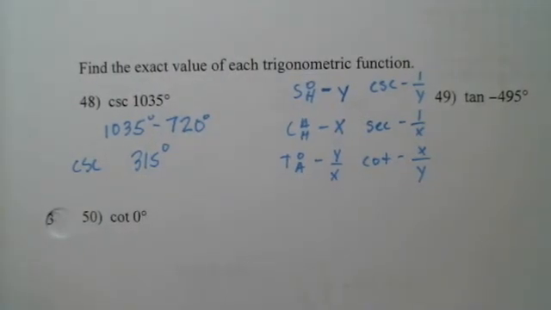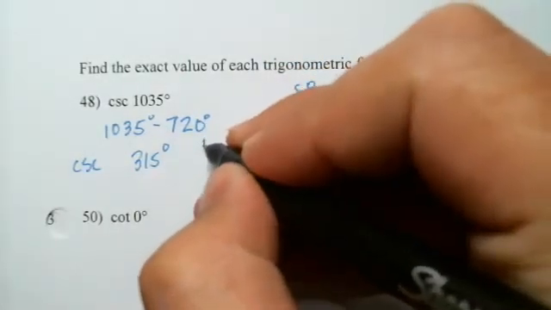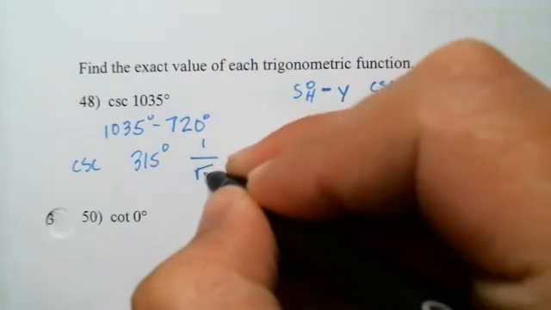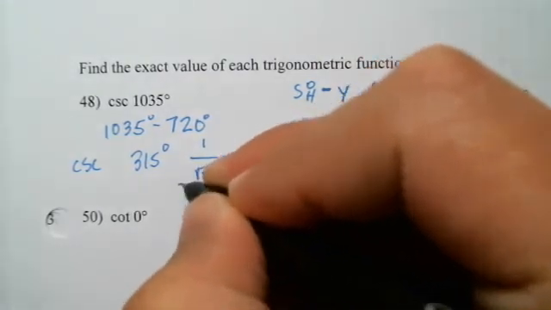Now, 315, it ends in a 5, so it has to be radical 2 over 2. All right? But we just got to figure out the sign. What is the y-coordinate sign in the fourth quadrant at 315? Think about what the y-axis, what sign it is in the fourth quadrant. What sign would it be? Will it be negative? Negative. So I know this is going to be 1 over radical 2 over radical 2, and it's negative.